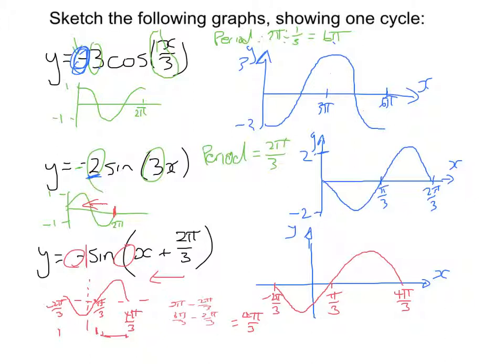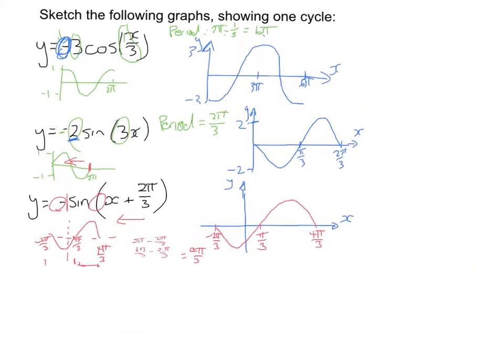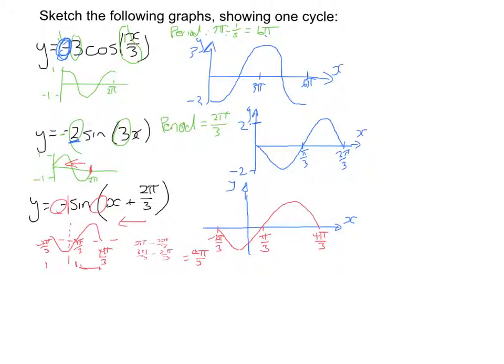Let me see if I can shrink all this a little bit, just so I can show you how we work out where the y-intercept is going to be. So for the y-intercept, we make x equal to 0. So in this case, y will be equal to negative sine of 0 plus 2 pi on 3, which is just 2 pi over 3. Hmm, sine of 2 pi on 3, which is, if I draw a little unit circle, 2 pi on 3 is in the second quadrant.